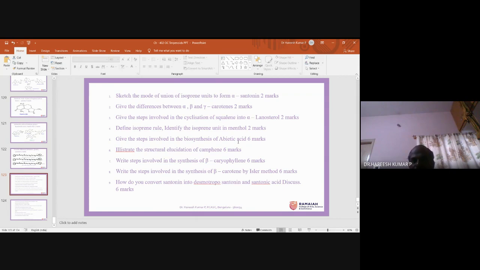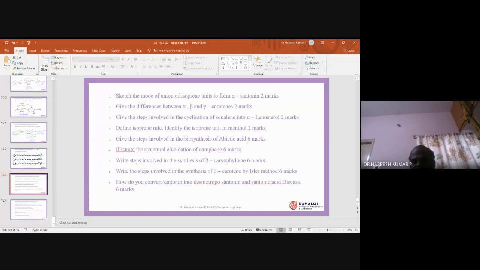In that structure of menthol, you have to identify the two isoprene units. Menthol is a monoterpenoid, so that means it is obtained by the combination of two isoprene units, and you have to write what is the head portion of the isoprene unit and what is the tail portion of the isoprene units. Then give the steps involved in the biosynthesis of abietic acid.